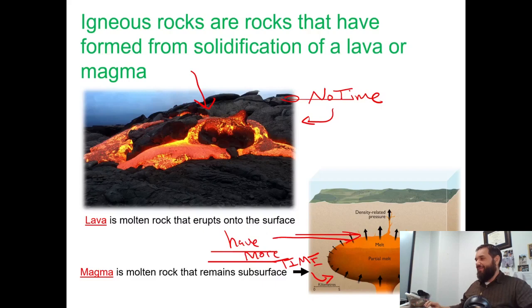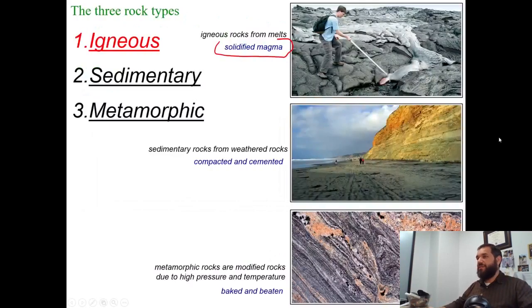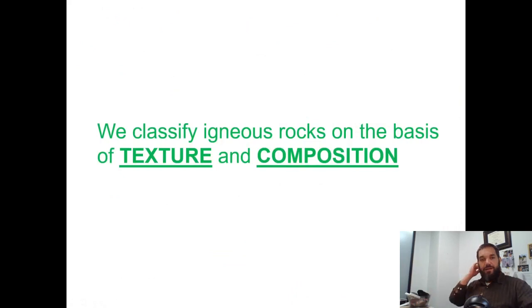So what defines an igneous rock? We covered that. What's the difference between a lava and a magma? We've covered that. And I want you to put there for number 4 just a little note. Lava's going to have no time to solidify. Magma's going to have a long time to solidify. Why is that important? Well, that's how we're going to distinguish. It's going to create a different, what we call, texture.